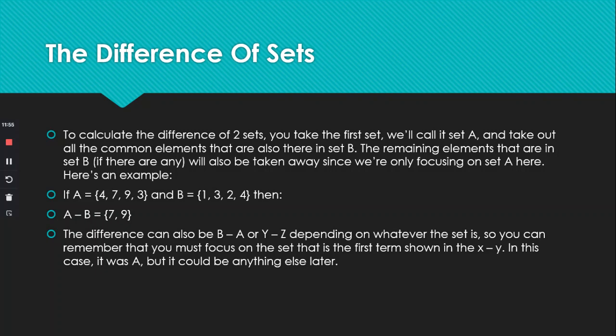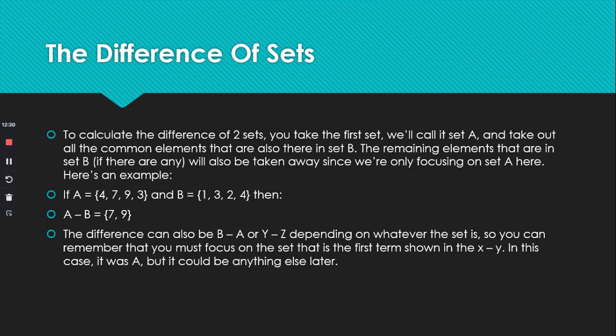The difference of sets. To calculate the difference of two sets, you take the first set, we'll call it A, and take out all the common elements that are also there in set B. So basically, you take out all the elements that are intersecting. The remaining elements that are in set B, if there are any, will also be taken away since we're only focusing on set A here. Here's an example. If A is equal to {4, 7, 9, 3} and B is equal to {1, 3, 2, 4}, then A minus B is equal to {7, 9}.